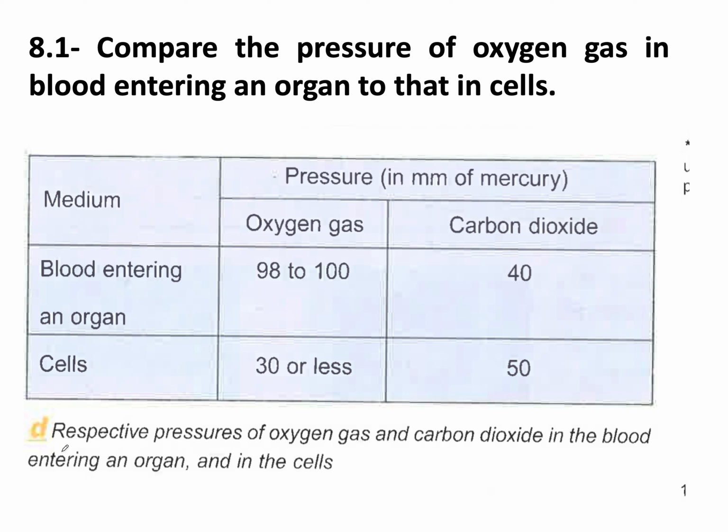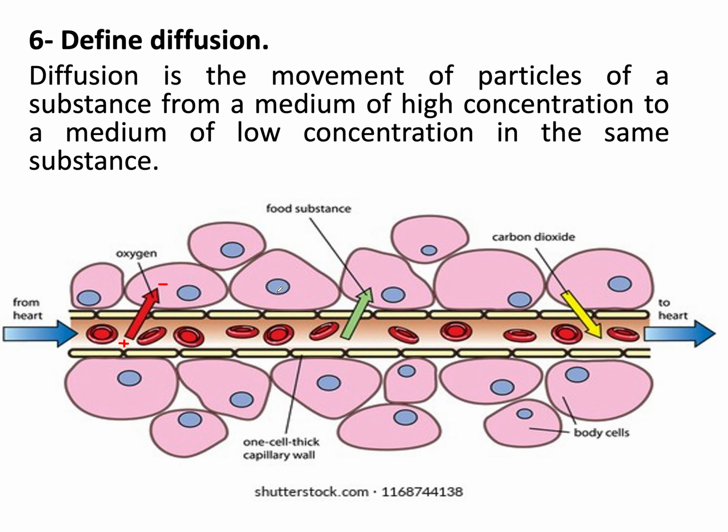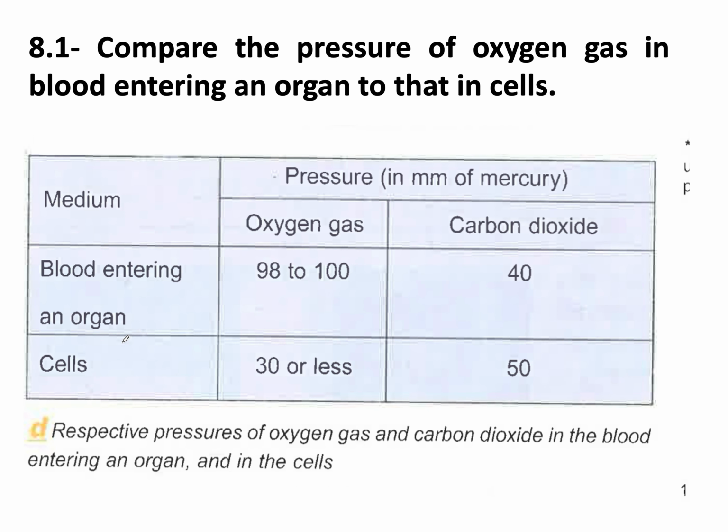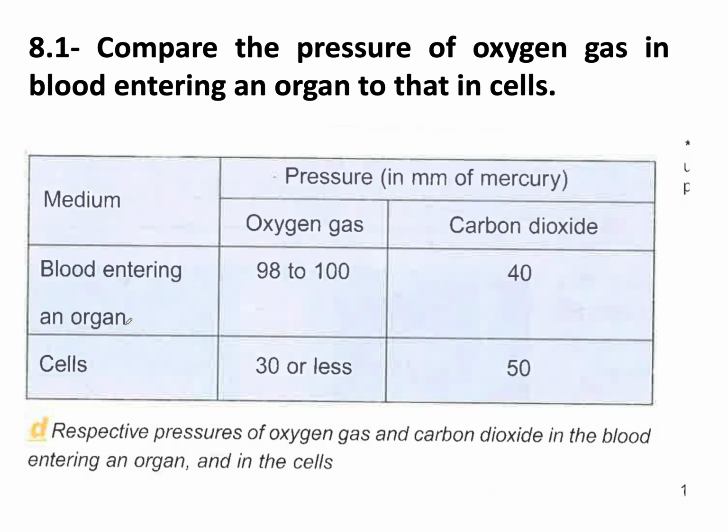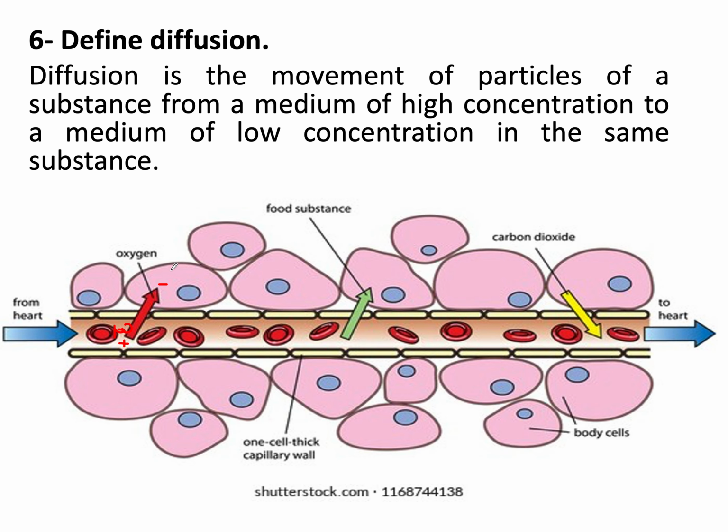So we have here in document D the pressure of oxygen and carbon dioxide in the blood entering and leaving cells. As you can see, the pressure of oxygen is measured in the blood entering an organ. We can say it's here, blood entering here. How much was it? It's 100, for example. So here it is 100 for oxygen, and in cells it is 30 millimeters of mercury.